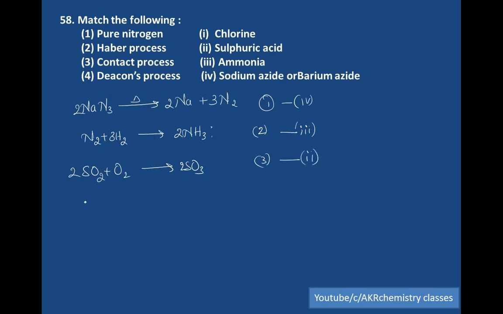Deacon process, preparation of chlorine. When hydrogen chloride is treated with oxygen in the presence of copper chloride as a suitable catalyst, we get H2O with the liberation of chlorine gas. So for the fourth one, the first one is the right option. So this is the way to identify the answer for the given question.